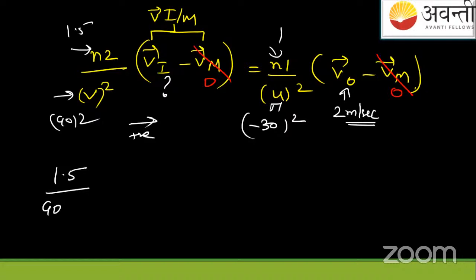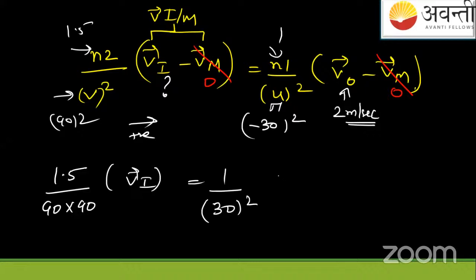1.5 into 90 into the velocity of image, minus 0, that is just the velocity of image, equals n1 over u, that is minus 30 squared, meaning 30 squared, times the velocity of object, 2 meters per second. Solving this: 30 squared, 3 3s are 90 over 90 squared. 3 by 2, 5 6s are 15, 5 2s are 10. The 3s cancel. This is 1 by 6.